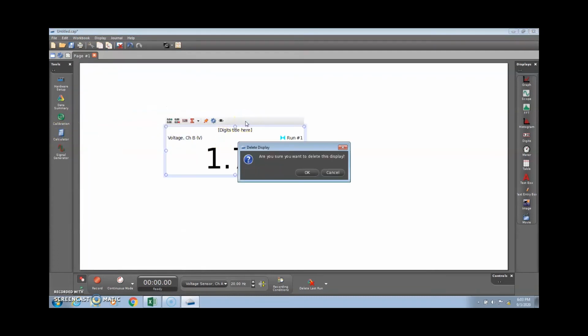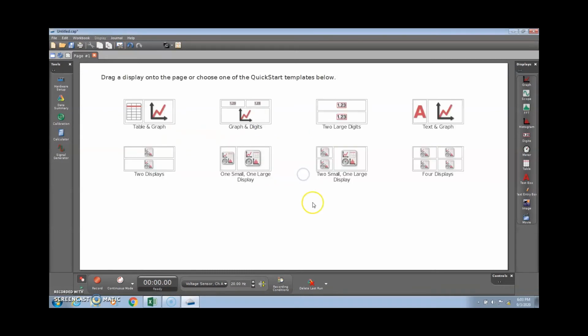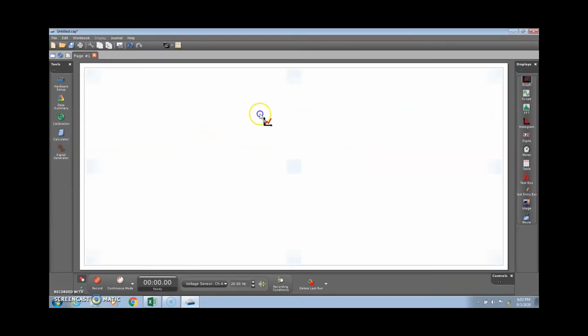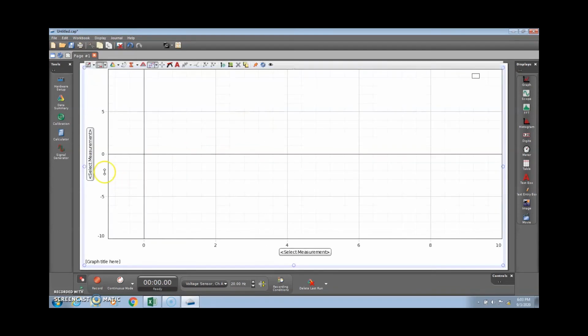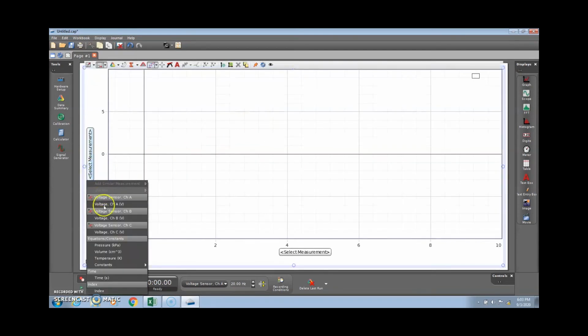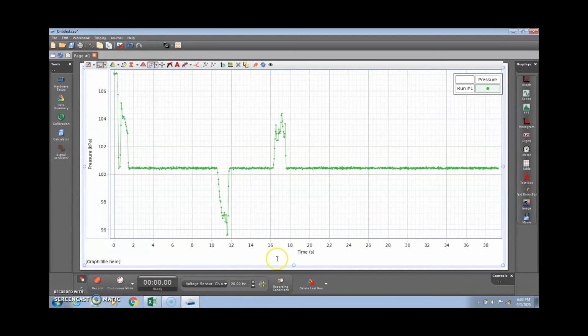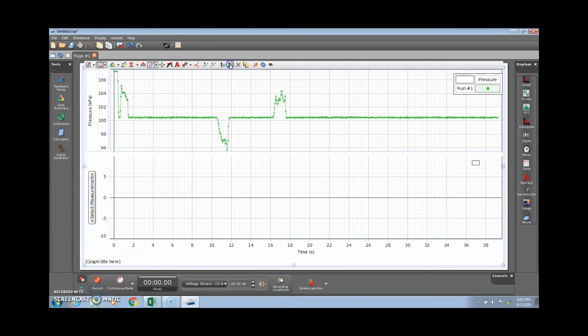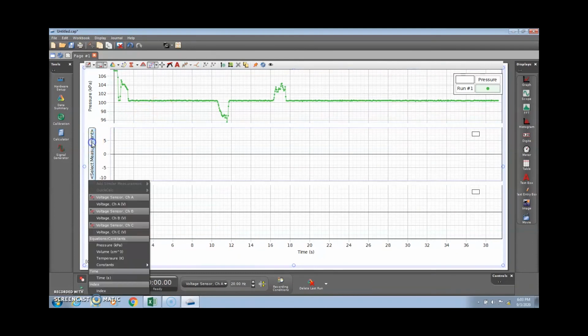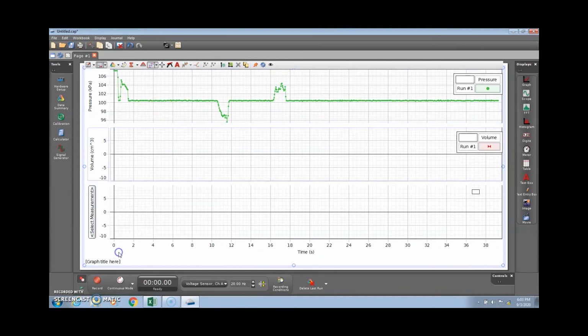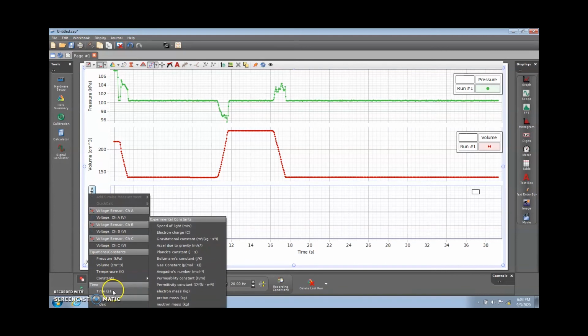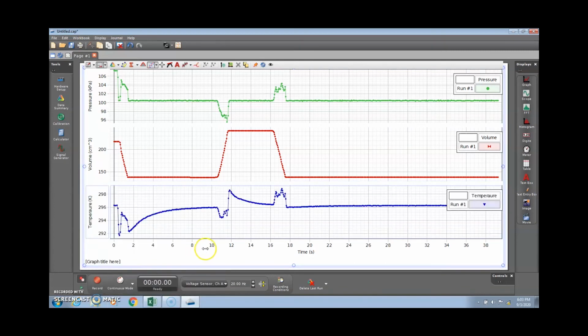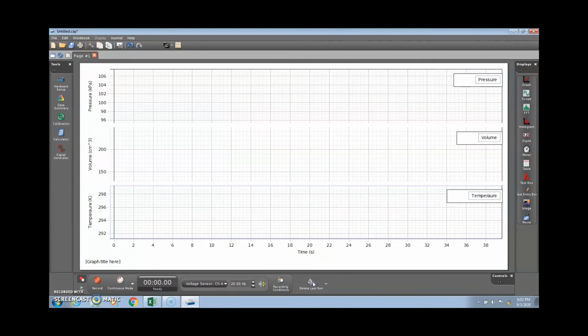Let me get rid of this here. Okay, and I'm going to just drag graphs. And this will be the pressure versus time. And I'm going to add 2 more graphs. The second one will be volume. Third one will be temperature. Okay, I'm going to get rid of the last run.